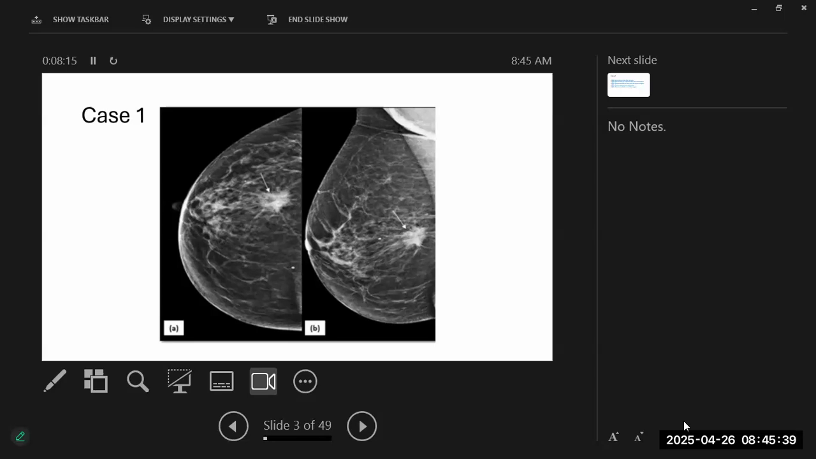In such situations, we do additional views, and there are a number of them. One of the commonest is a compression view. To take the standard mammogram, you use the normal paddle, which can compress the whole breast. But for a compression view, there are special paddles, oval-shaped, round, square. You identify a particular area on the mammogram, correlate that to the breast, and specifically compress that area and take a compression view. We can also combine magnification with that when we image for microcalcifications.